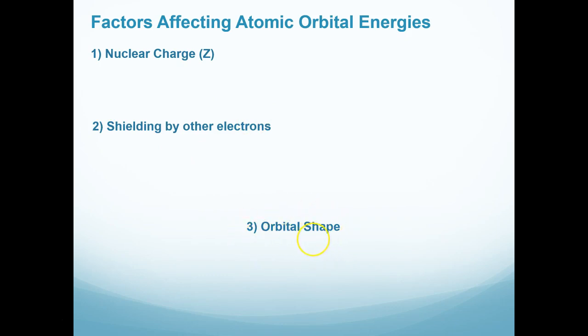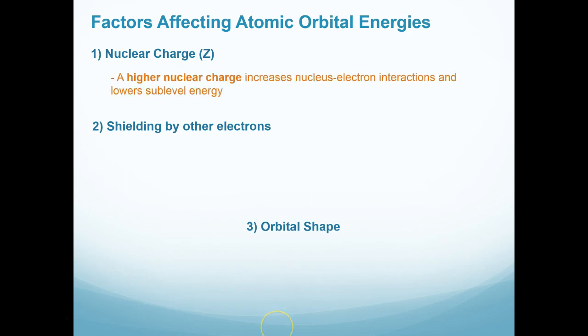We've already talked about this a little bit, that if we are closer to the nucleus, those electrons, or electron density, are going to be more stable or lower in energy. So a higher nuclear charge increases the nucleus-electron interactions and lowers the sublevel energy. In other words, it just means that those electrons are held in closer to the nucleus, so that's always going to be more stable. That means you have a high effective nuclear charge. That particular electron feels that positive pull from the nucleus really well.